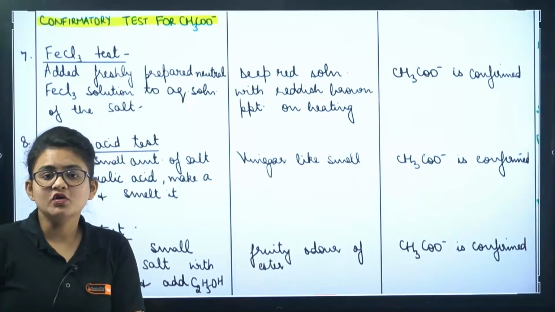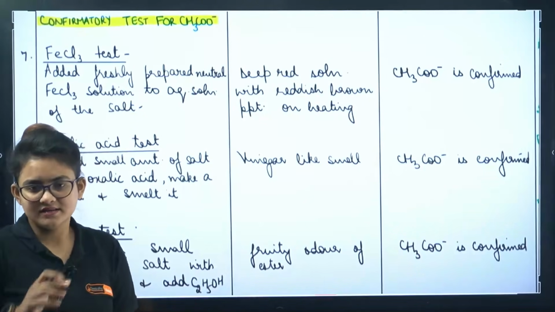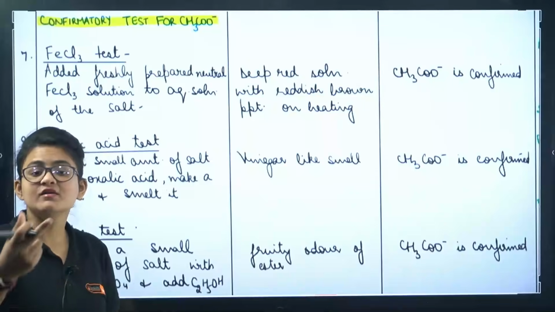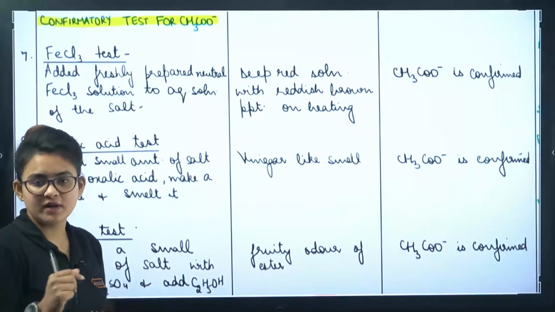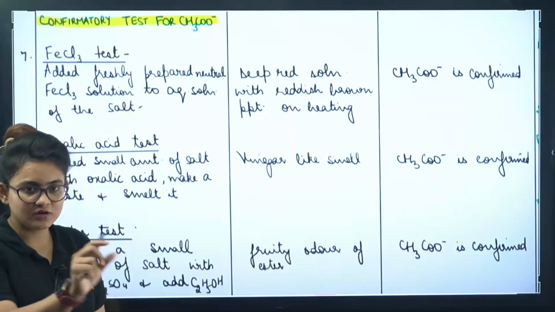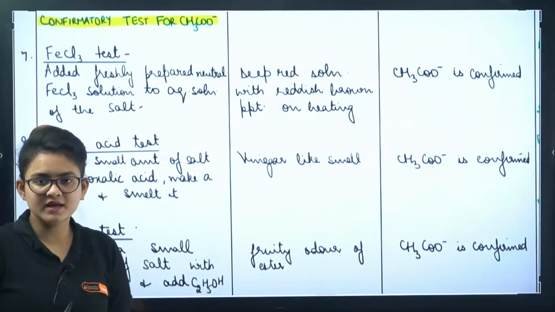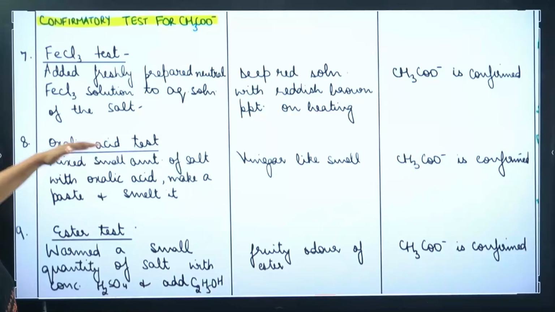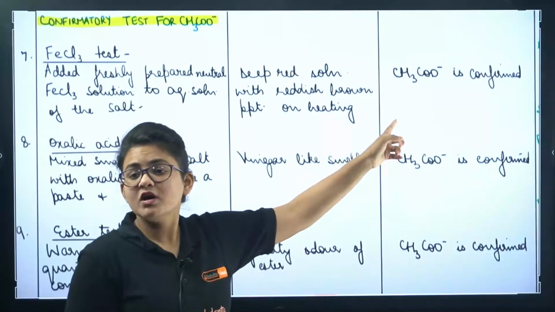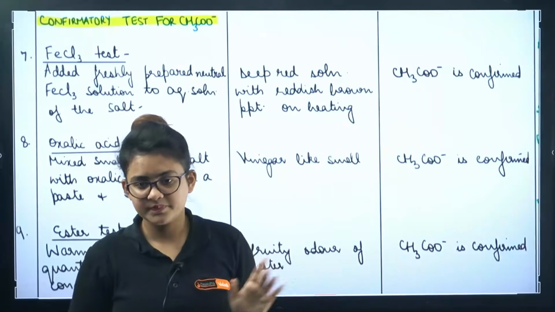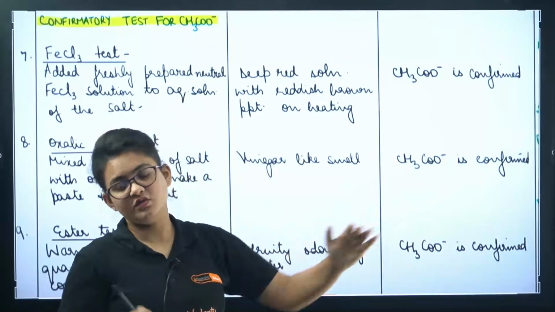Then what you have to do? You have to write the confirmatory test. Identification is done, this particular thing is there. Now you have to confirm it further. In the confirmatory test, at least 2 you have to write. Maybe you are performing 1 in your lab, but at least 2 you have to write. Here you can see either FeCl3 or oxalic acid test you can write, and in the inference what you have to write? Confirmed. Please make sure in the inference portion you write confirmed.